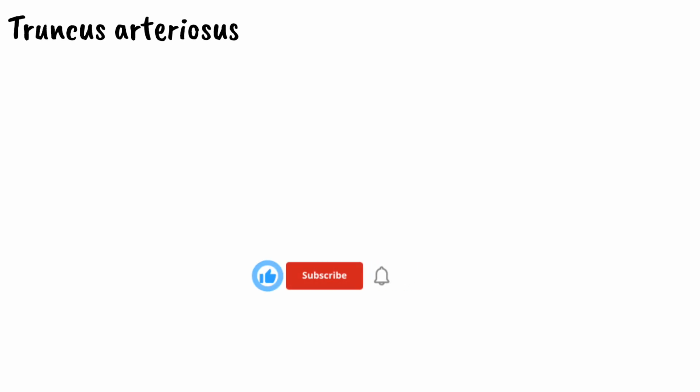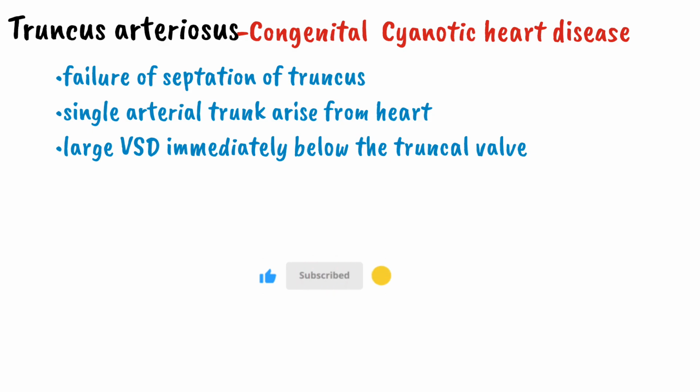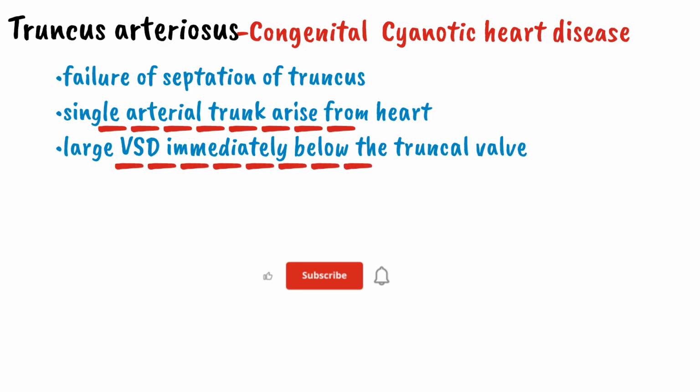Truncus arteriosus is a congenital cyanotic heart disease which results from a failure of septation of the truncus. As a result, a single arterial trunk arises from the heart with a large VSD immediately below the truncal valve. What do we mean by this statement?